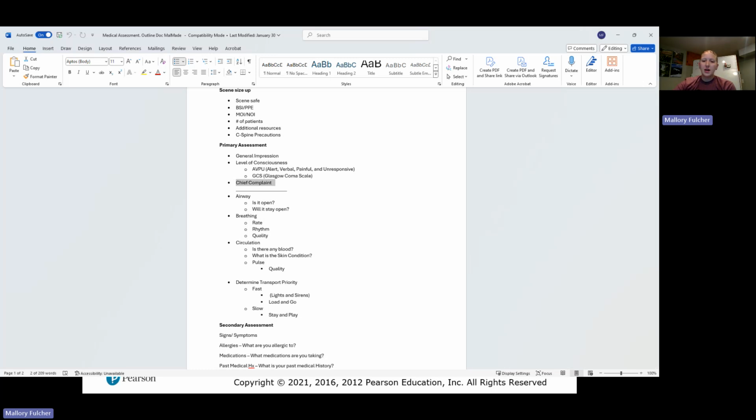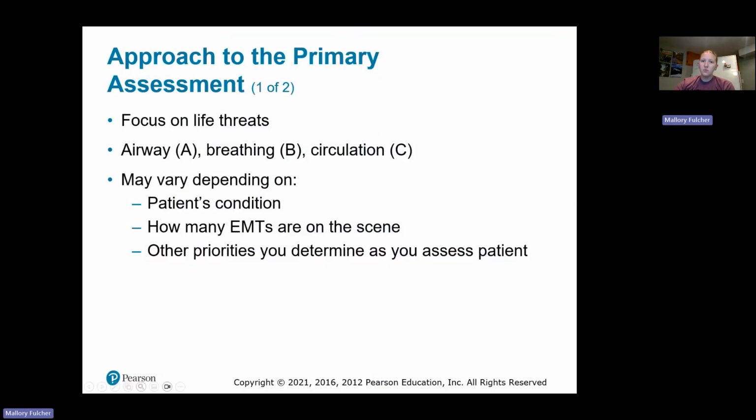So let me get the slides back up here. So with our primary assessment, we are focusing on those life threats. Airway, breathing, and circulation are incredibly important. Without those, we don't have life, right?